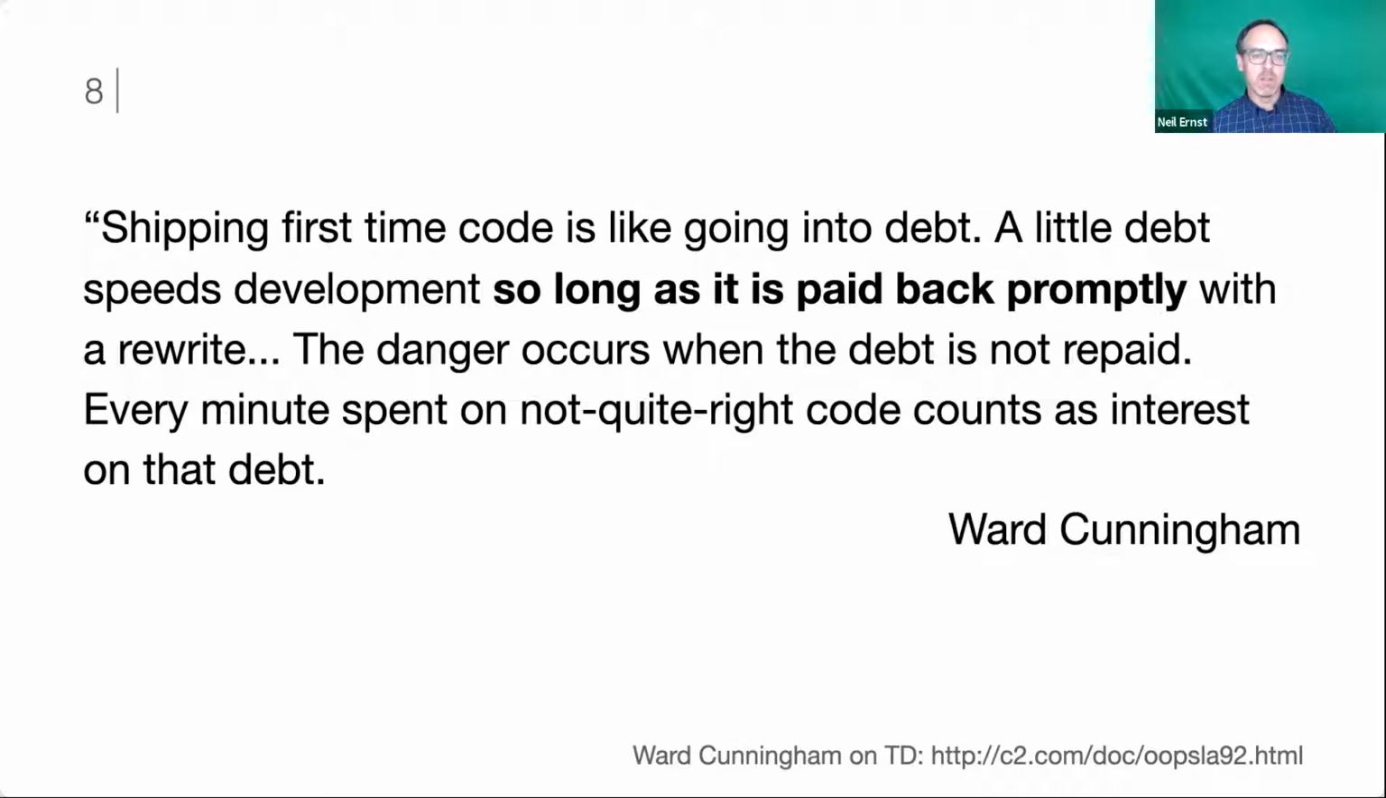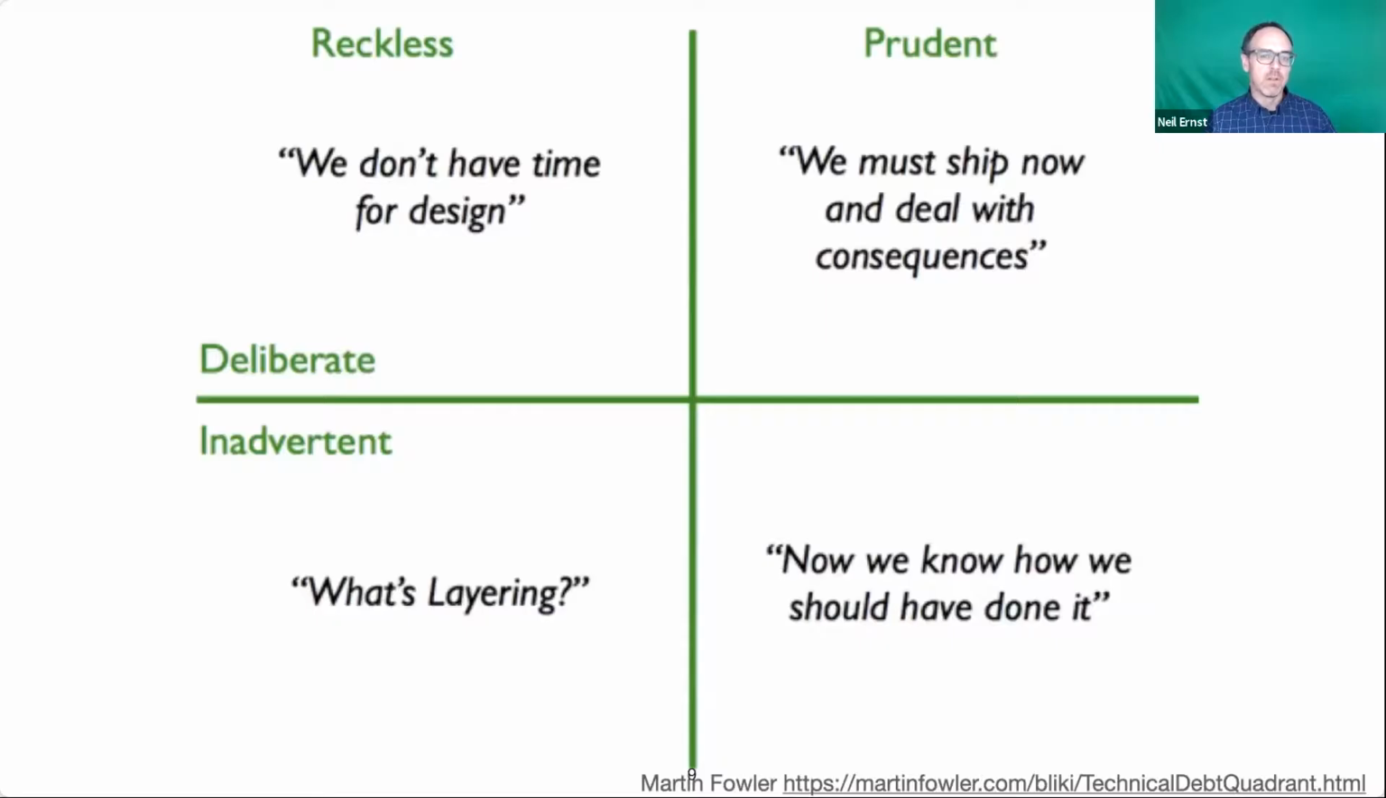And so the emphasis that Ward Cunningham has is to make sure you go back and fix those things once you realize what you should have done in the first place. Another approach to this is to look at the Martin Fowler quadrant. Fowler divides technical debt into different aspects of how we go about incurring it.